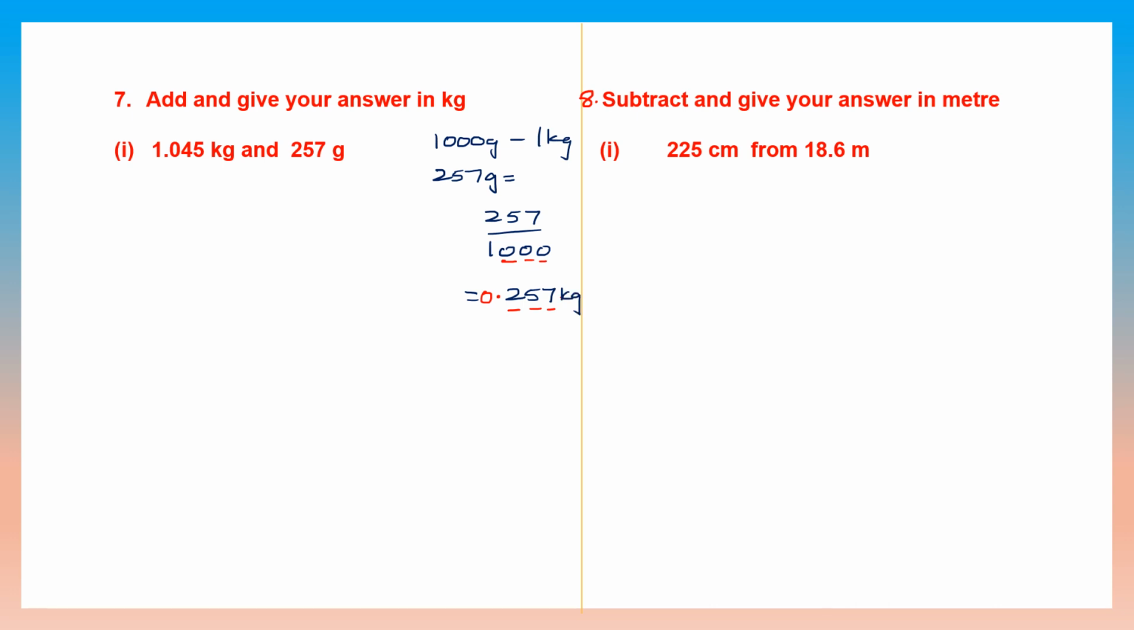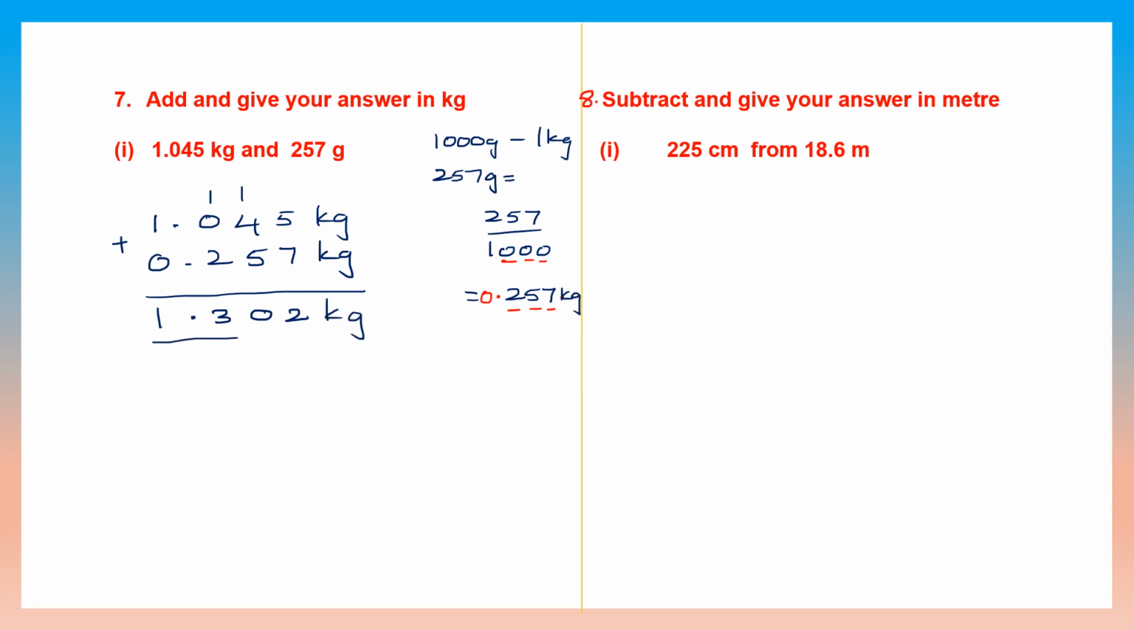Now we can add. So 1.045 kilograms and 0.257 kilograms. So now both are the same unit. 5 plus 7 is 12, carry 1. 4 plus 1 is 5, 5 plus 5 is 10, carry 1. 1 plus 2 is 3, then the point and 1, and this is kilogram. So what do we have? We have 1.302 kilograms.